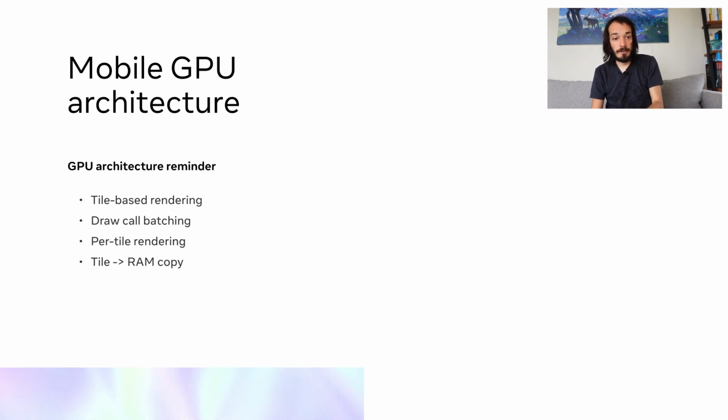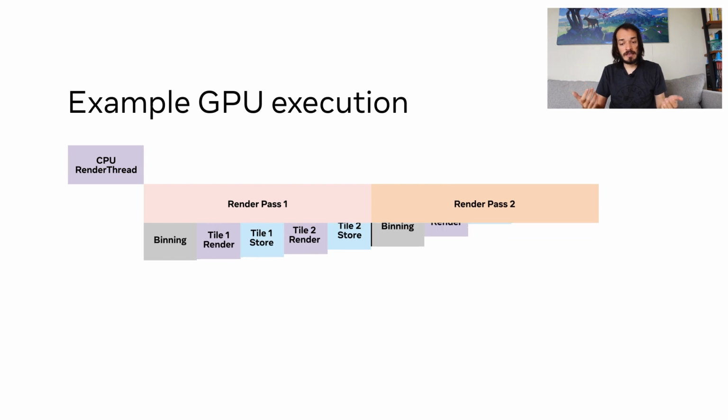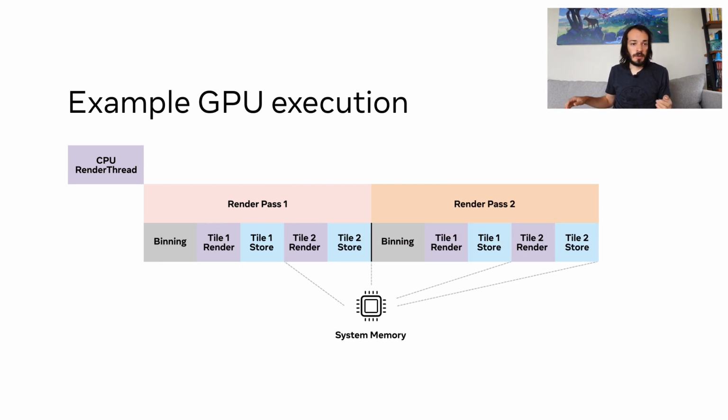Compute the tile, store that in RAM. So if we were to look at this on a timeline, this is approximately what it will look like. You would have the CPU render thread at first with no GPU parallelism whatsoever. How the CPU and GPU parallelism works usually, because obviously we don't want to have the GPU just stalling until the CPU is done, is that we're going to do a frame-to-frame parallelism.